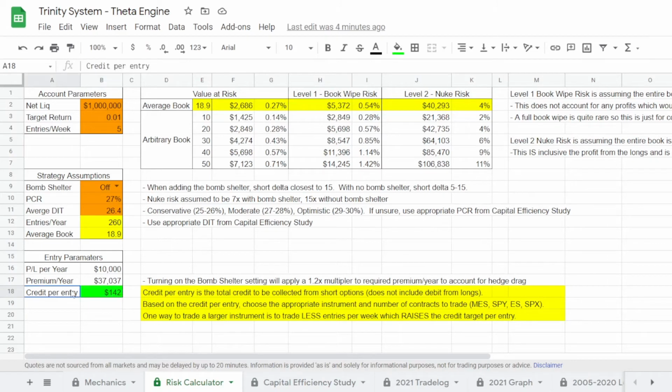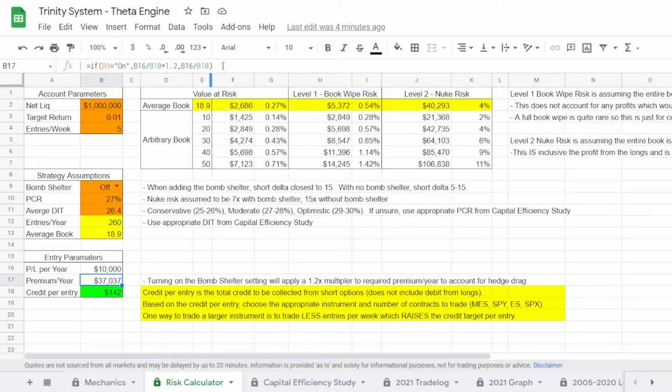Okay, so if you have $1 million and we're trying to make 1% per year, you can see that the P&L per year, or the profit we're trying to make, is $10,000, which is 1% of $1 million. And because in this setup the PCR is 27%, you can see in the formula it takes the profit that we want and we divide by the PCR, right? So 10,000 divided by 27% gives us $37,037, because that's how much premium you have to sell per year in order to make 10,000 if you're capturing 27%. So this should all be very familiar, right?